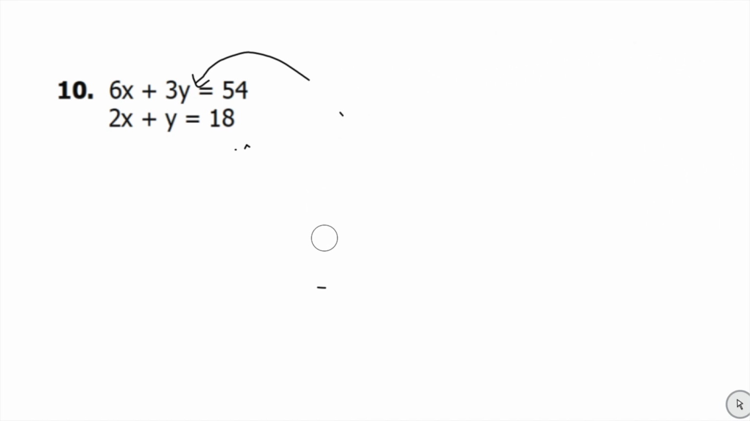Zoom, zoom, zoom, zoom, zoom. Like a vacuum cleaner. There we go.